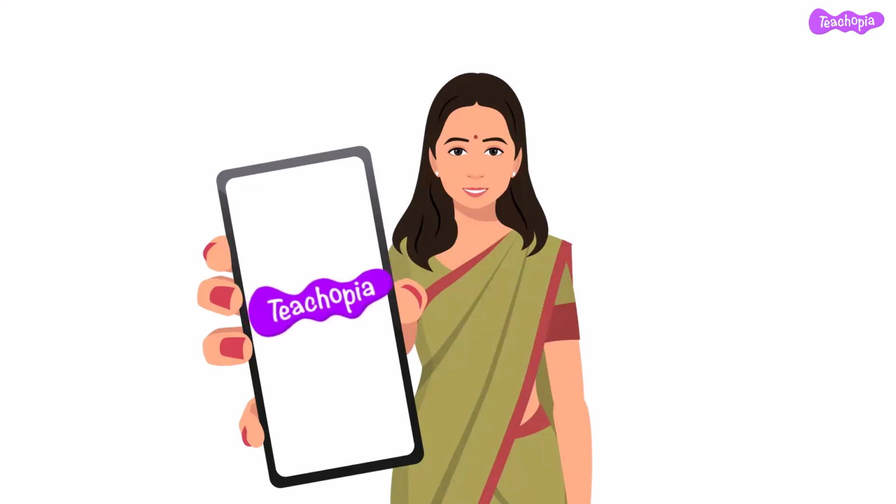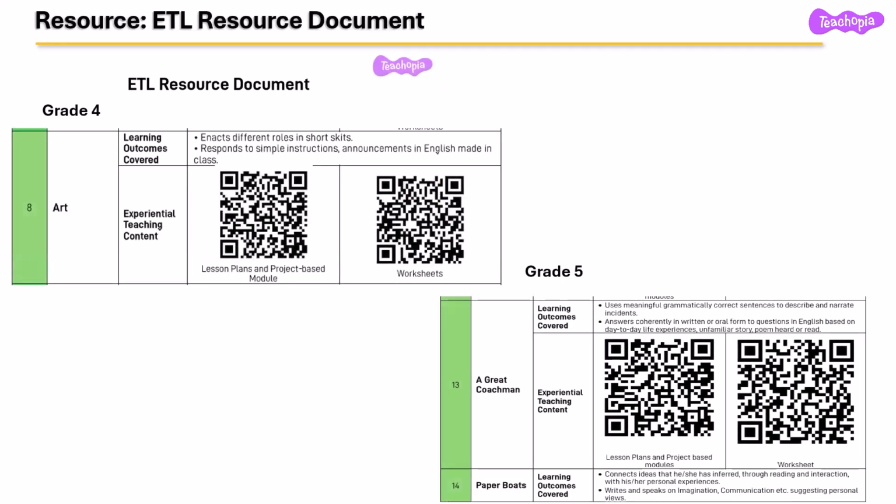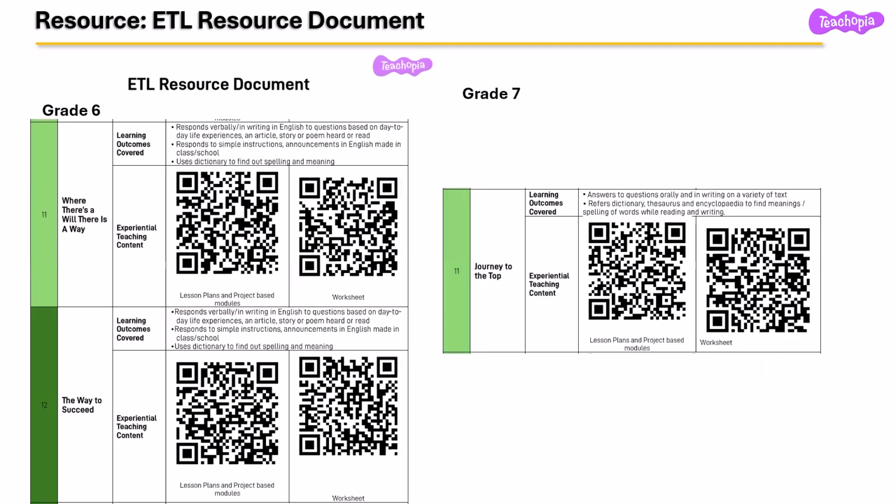These PBLs, as I mentioned earlier, are available on Teachopia. These are the QR codes for the lessons that we have spoken about. The QR codes and the project-based learning, that's the PBLs and worksheets, along with the lesson plans. So you have it for Where there's a will, there's a way, The way to succeed, and Journey to the top, which is for grade 7, and for grade 6 there is Where there's a will, there's a way, and The way to succeed.